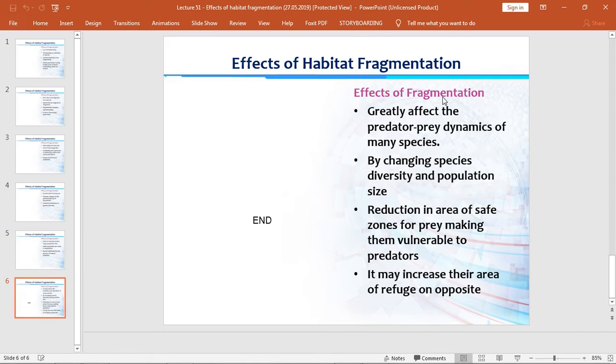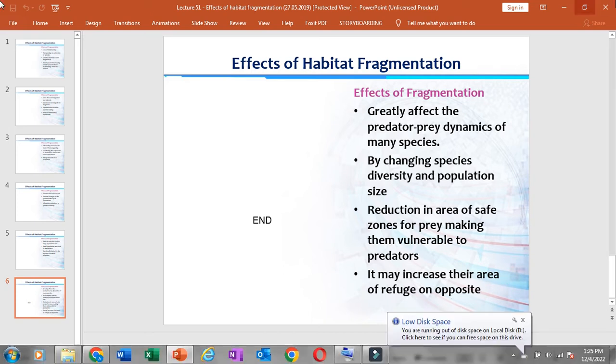Effects of fragmentation greatly affect the predator-prey dynamics of many species. By changing species diversity and population size, reduction in area of safe zones for prey making them vulnerable to predators, it may increase their area of refuge on opposite.